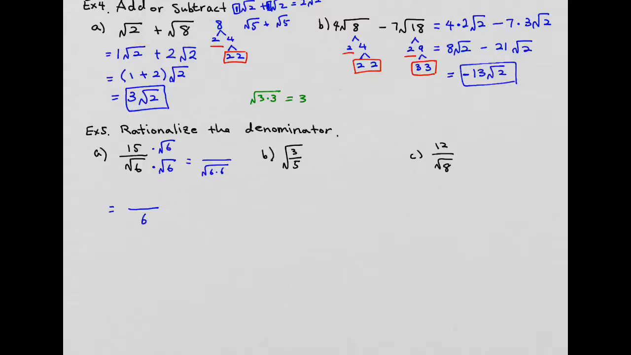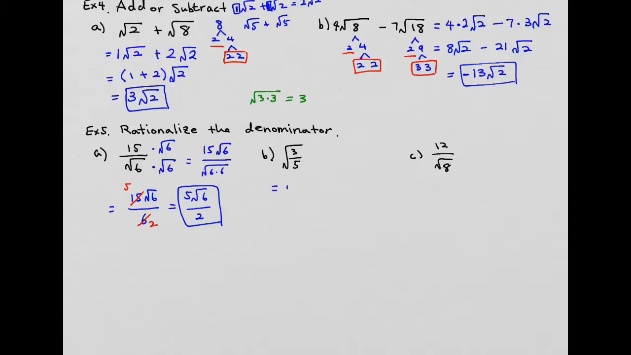So then on the numerator, you end up getting 15 square root of 6. So that will be 15 square root of 6. And do we have any common factor between 6 and 15? Yeah. 3 goes in, right? 3 goes into 6 twice. 3 goes into 15 5 times. This will give you 5 square root of 6 over 2. Let's look at the next one.